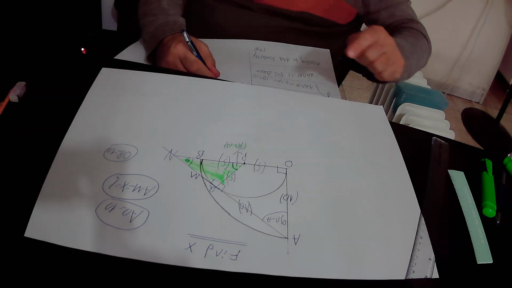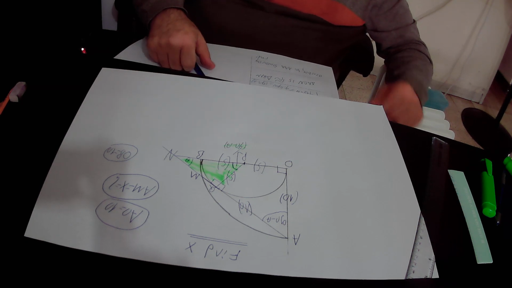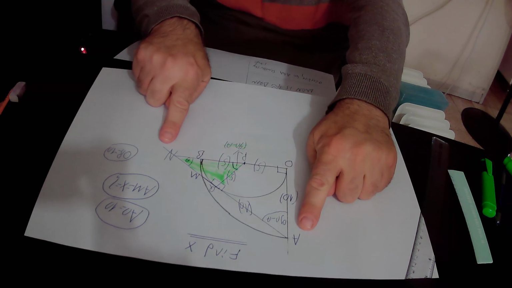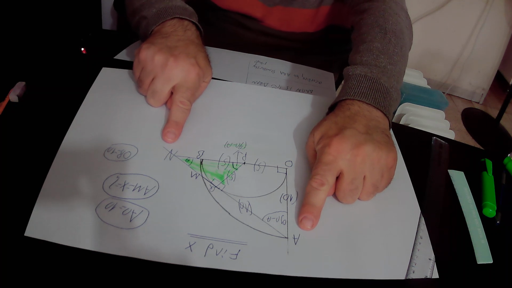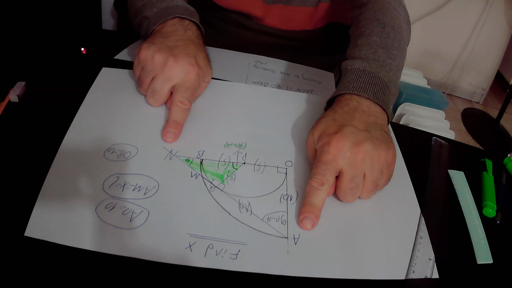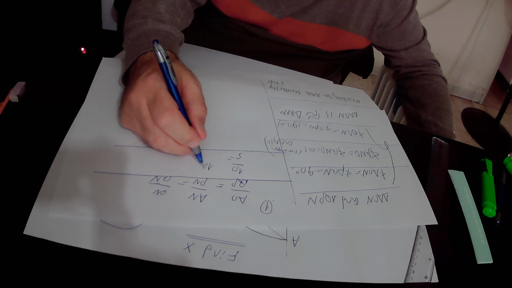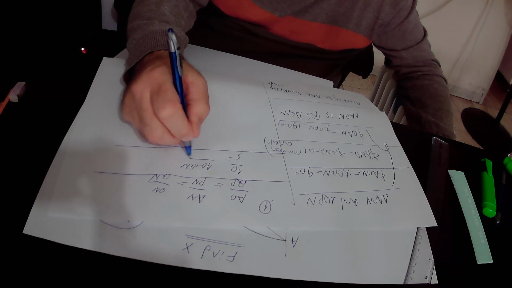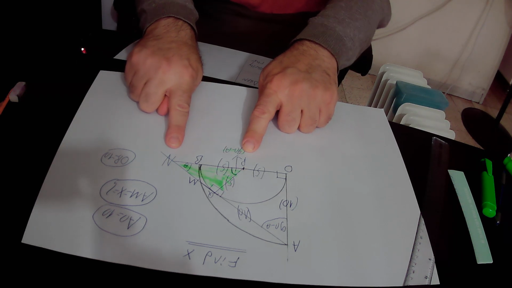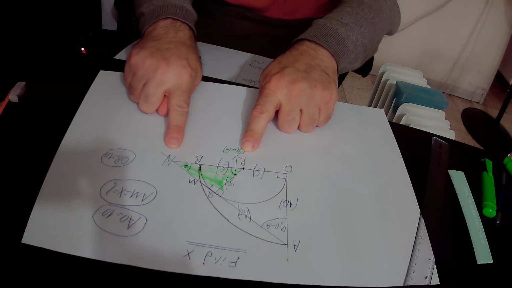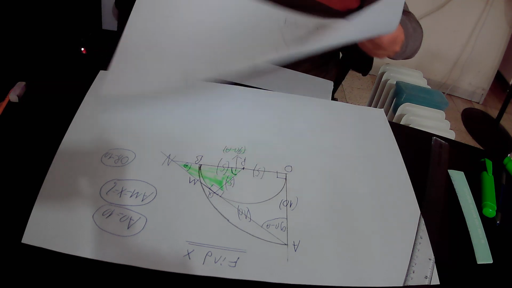AO is 10 over QP. QP is 5, and it is equal to AN over PN. What is the length of AN? AN equals AQ plus QN. That is to say, AN equals AQ, that is 10, plus QN. So in total, AN equals 10 plus QN, over PN. What is the length of PN? PN equals PB plus BN. That is to say, PN equals PB, that is 5, plus BN. So in total, PN equals 5 plus BN.